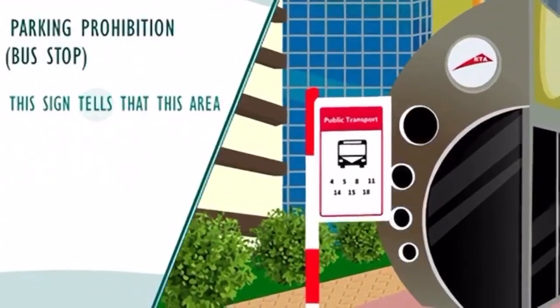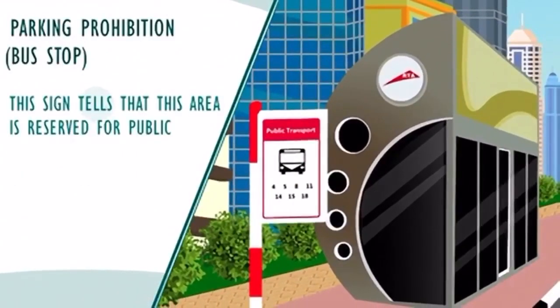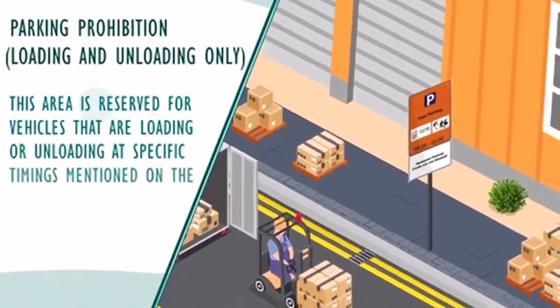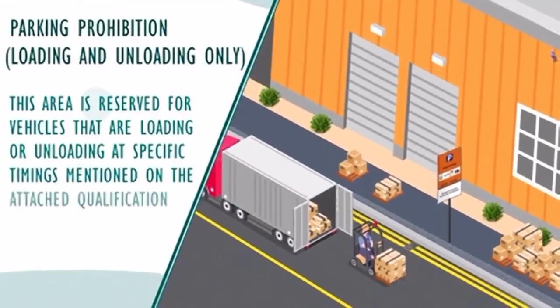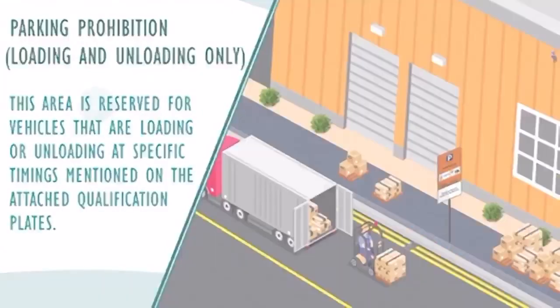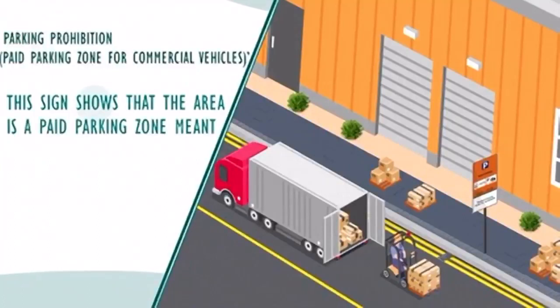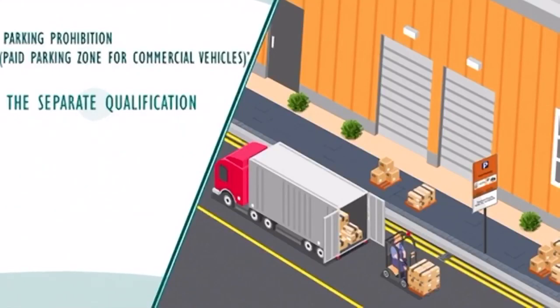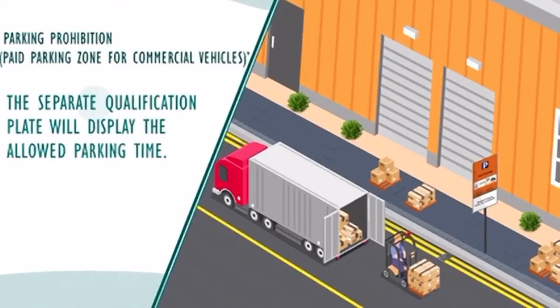This sign tells that this area is reserved for public transportation buses only. This area is reserved for vehicles that are loading or unloading at specific timings mentioned on the attached qualification plates. This sign shows that the area is a paid parking zone meant for commercial vehicles for loading and unloading purpose. The separate qualification plate will display the allowed parking time.